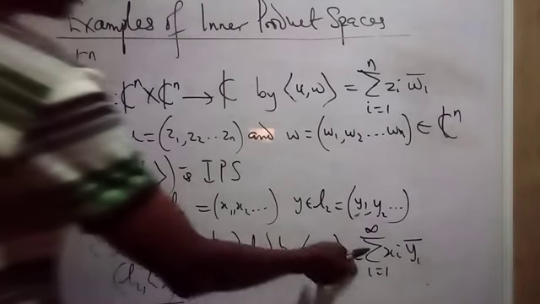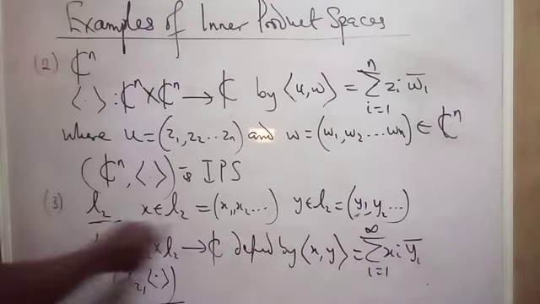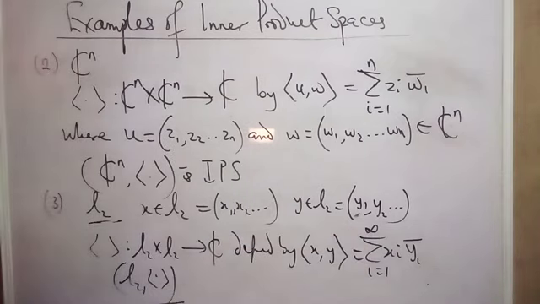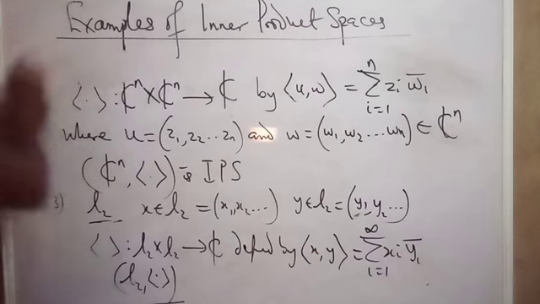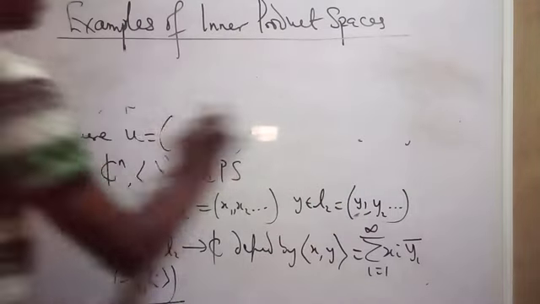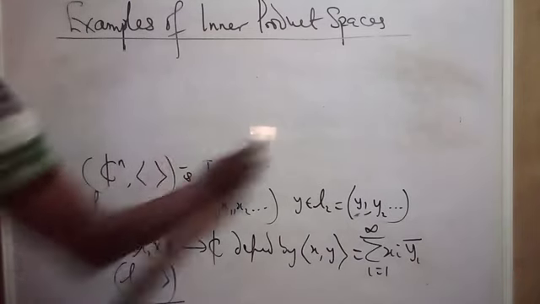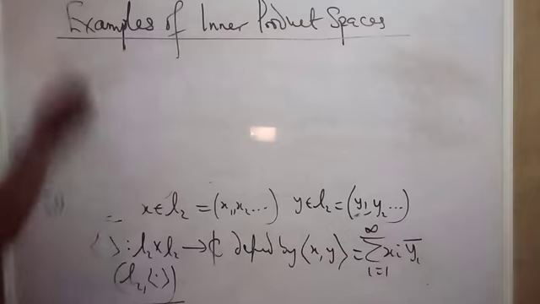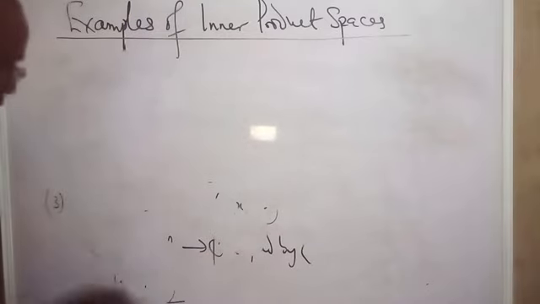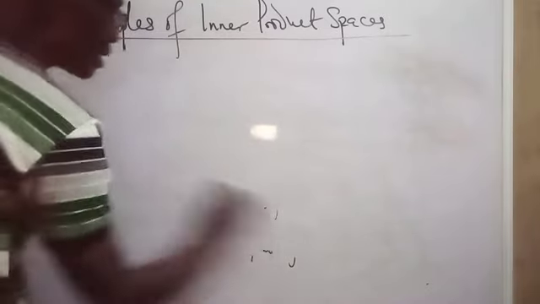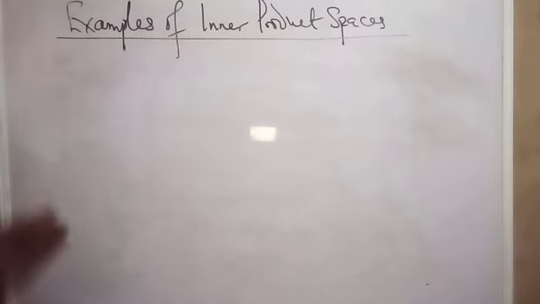You observe I use i moving from 1 to infinity because it's a sequence space, a space of convergent sequences, the L2 space. It's different from the big L, where you have measurable space, Lebesgue measurable space. Okay? So let's look at another example, so that we'll be able to understand this concept very well.